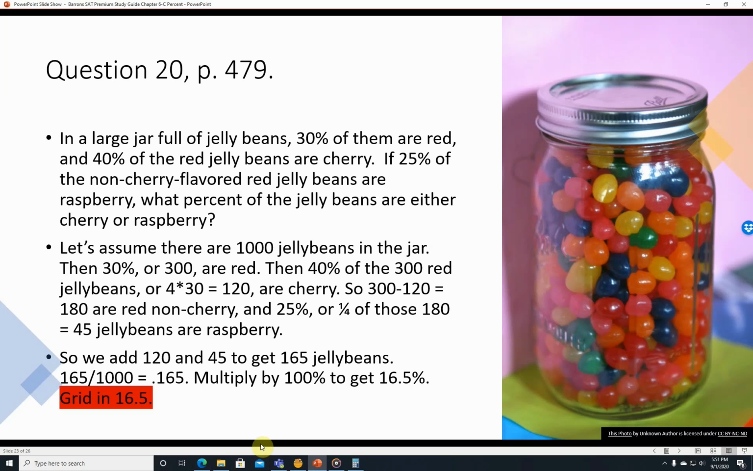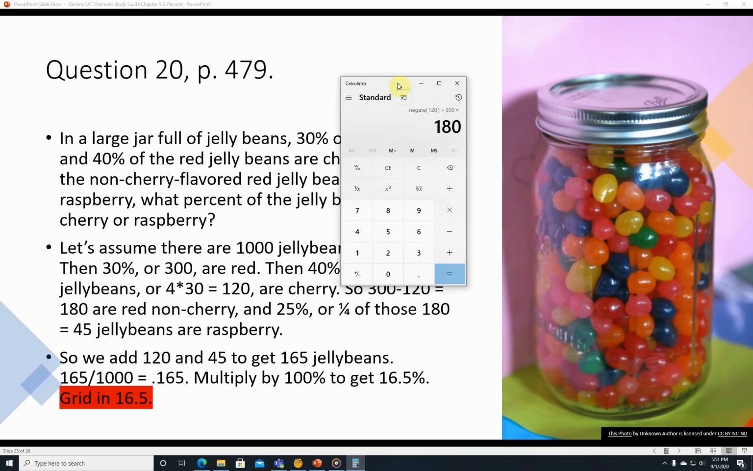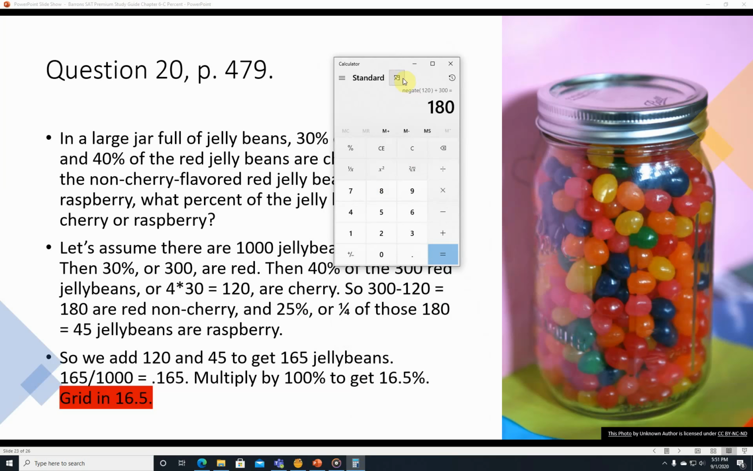So if we take 30% of 1,000, we go 1,000 times 30%, boom. That's 0.3, that's 300. So then we take 40% of that, so there are 300 red jelly beans. Take 40% of that to find the cherry, so we just go times 40%, boom. That's 120. So then 300 minus 120 is 180. So there are 180, and they tell you that 25% of the non-cherry flavored red jelly beans are raspberry, so we're just going to multiply that times 25%.